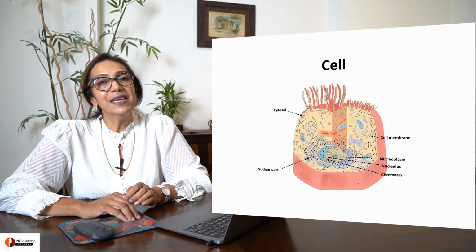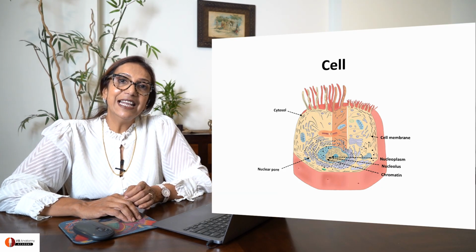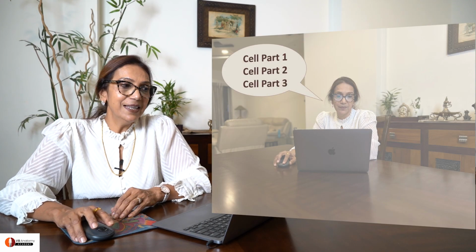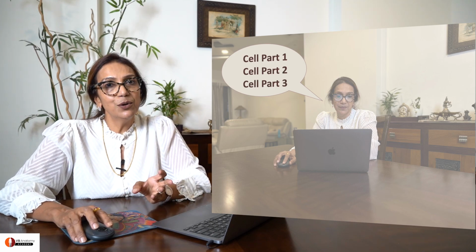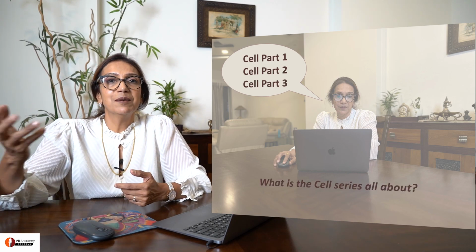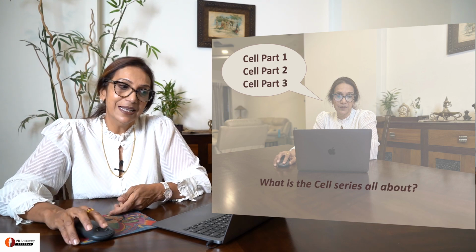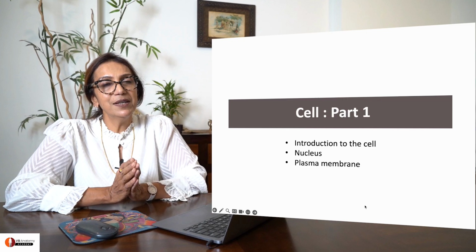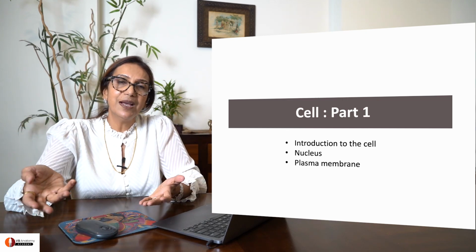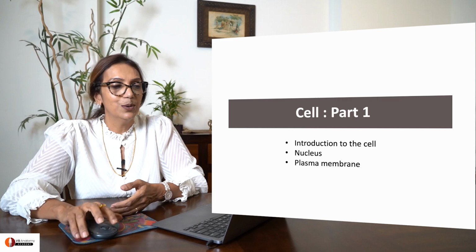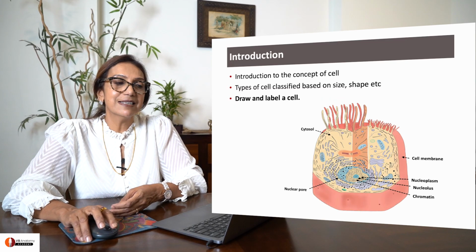So, today we are beginning the cell series, a lecture on the cell. So, what is cell series all about? We're dividing this into cell part 1, part 2, and part 3. What are each of these parts of the cell all about? Let's understand. Cell part 1. In cell part 1, I'll be introducing the cell to you and I will be discussing the nucleus and the plasma membrane.